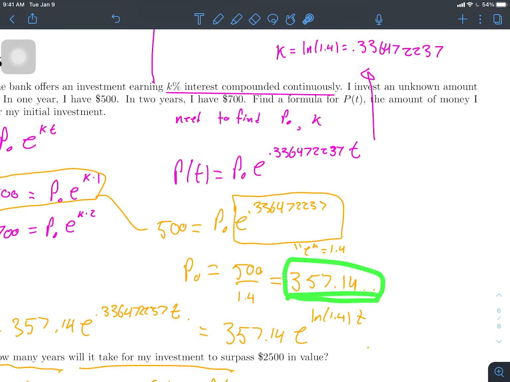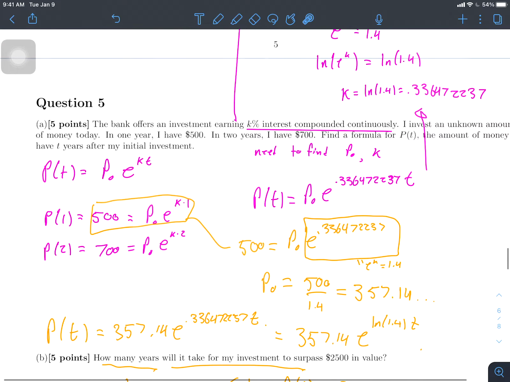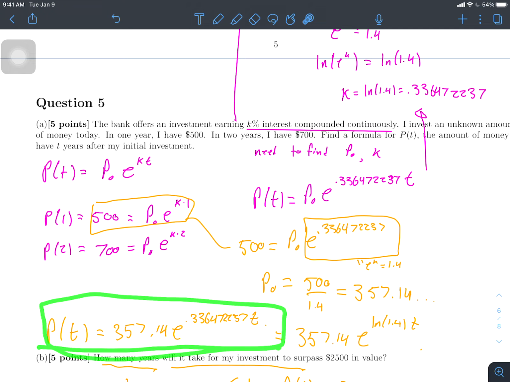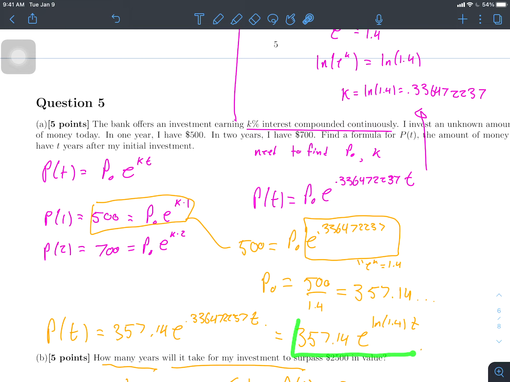357.14. Okay, so for this situation, we finally have p naught and we have k, so p of t is equal to 357.14 times e to the 0.3364722237t, which is also just equal to 357.14 times e to the ln of 1.4 times t. If you want to leave it like this, that's also fine. You don't have to write out all those decimals, as long as you remember that ln of 1.4 is just this number.